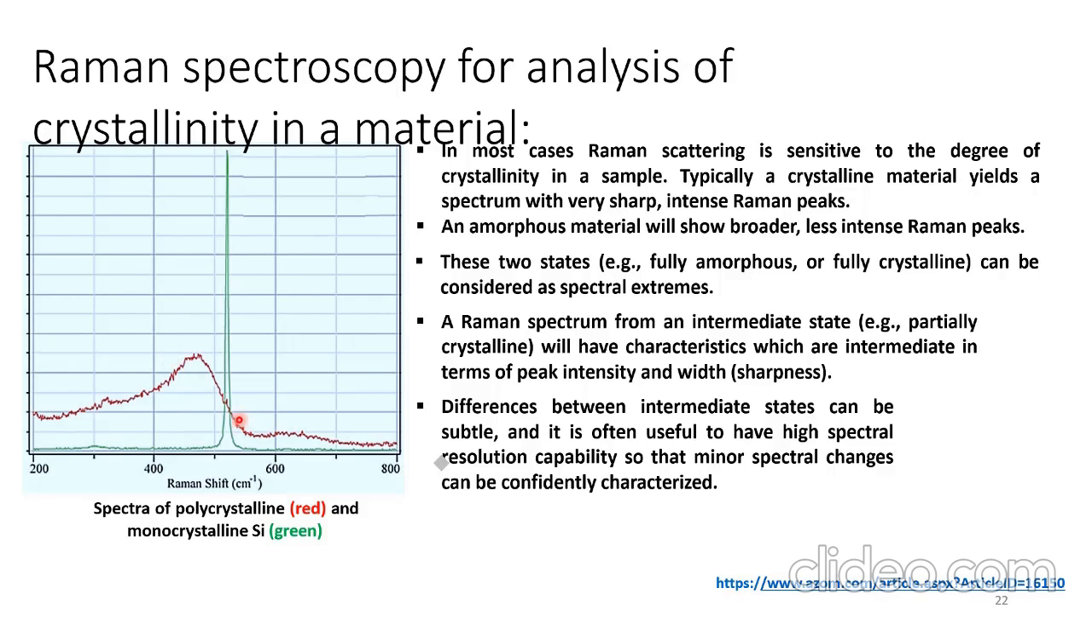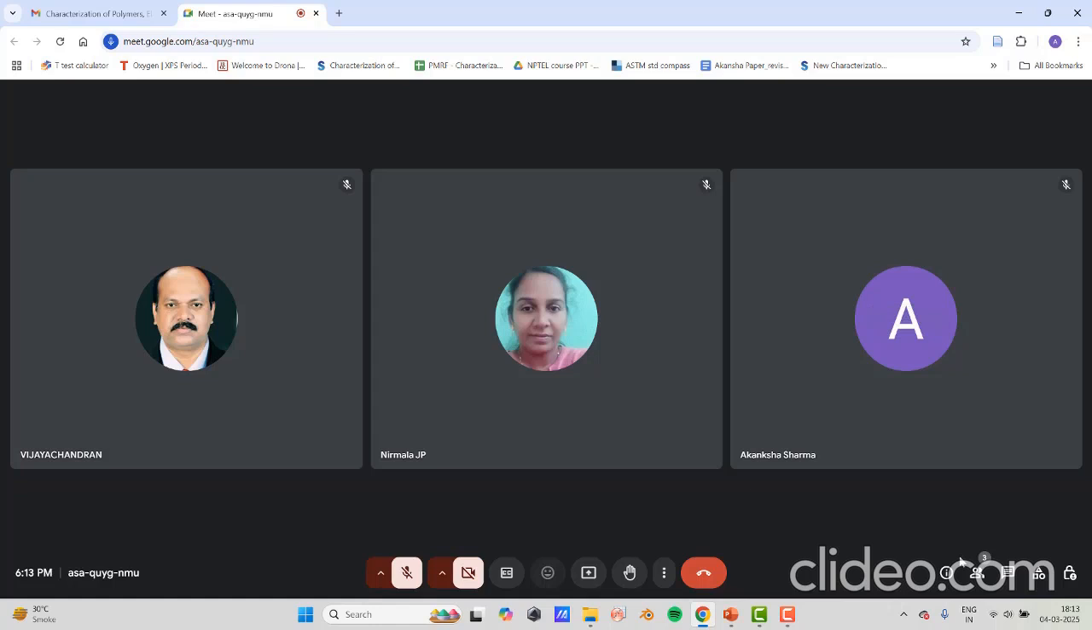In most cases, the Raman spectrum is sensitive to the degree of crystallinity in a sample, and typically a crystalline material yields a spectrum which is very sharp and very intense in the Raman peak, and an amorphous material will give a broader or less intense Raman.